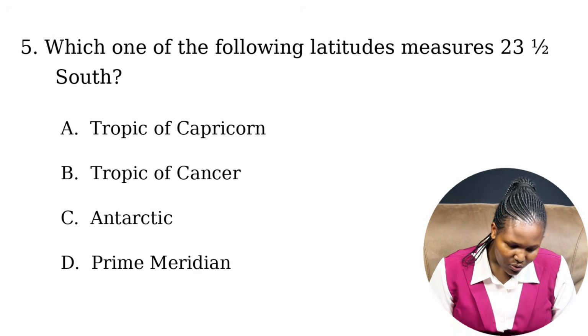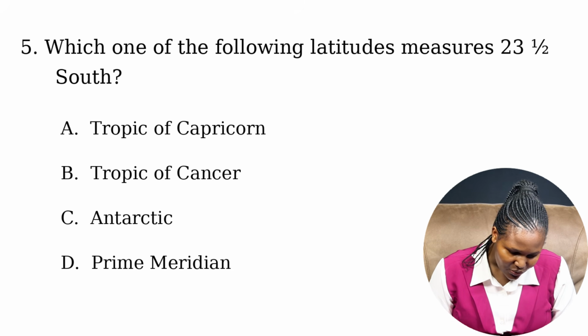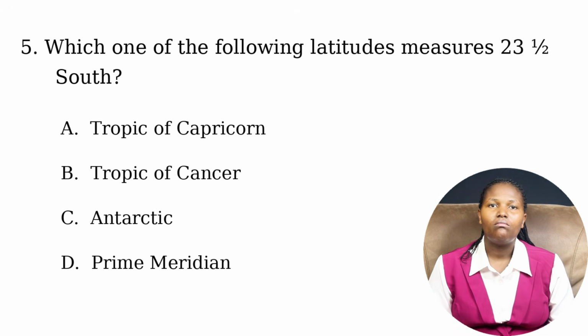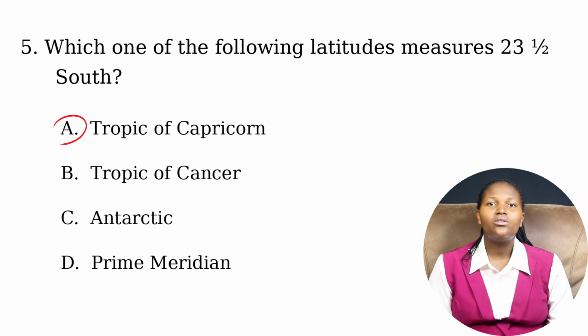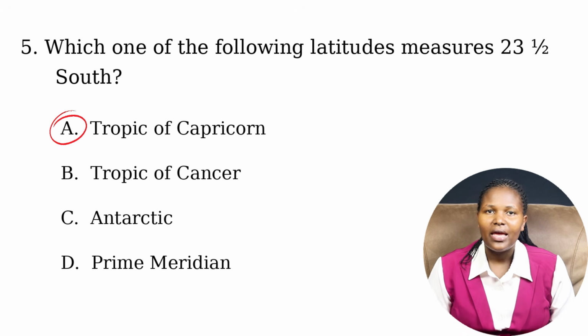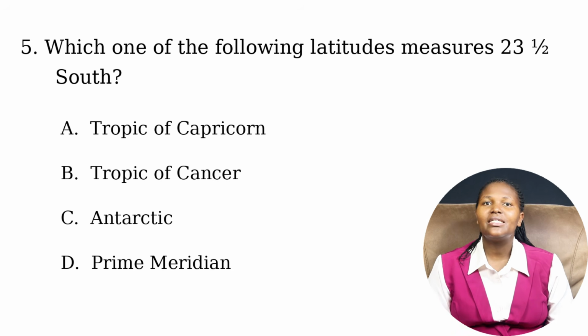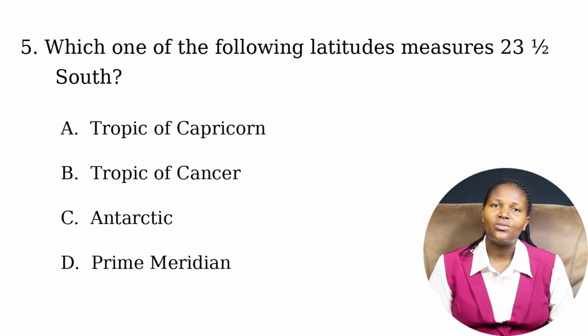Question number 5. Which one of the following latitudes measures 23.5 south? Now, that is the Tropic of Capricorn. The Tropic of Capricorn is located at approximately 23.5 degrees south, and for the others, the Tropic of Cancer is 23.5 degrees north. The Antarctic Circle is 66.5 degrees south, and the prime meridian measures longitude. You see, so always remember that Cancer is north, Capricorn is south. Never forget that to answer those questions correctly.